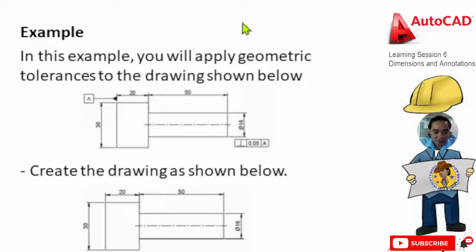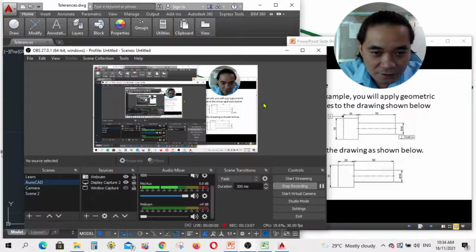Okay, so we are now on the example. In this example, we will apply geometric tolerances to the following drawing shown below. So this is our final drawing. We need to create this drawing. We'll go now to our AutoCAD application to draw that one.